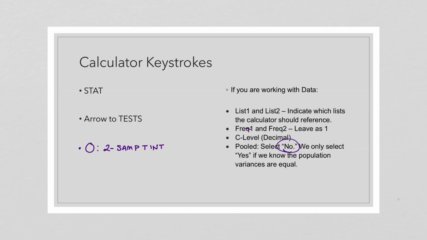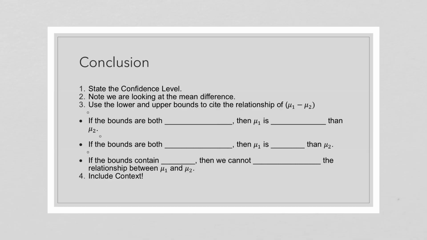There we go. So now we can state our conclusion. So this is where we're going to state our confidence level. We're going to note we are looking at the mean difference. We're going to use the lower and upper bounds to cite the relationship of mu sub 1 minus mu sub 2. And this should match up with what you had worked with in section 9.2. So if both the bounds, so your lower and upper bound of your confidence interval, are positive, then mu sub 1 is bigger than mu sub 2.